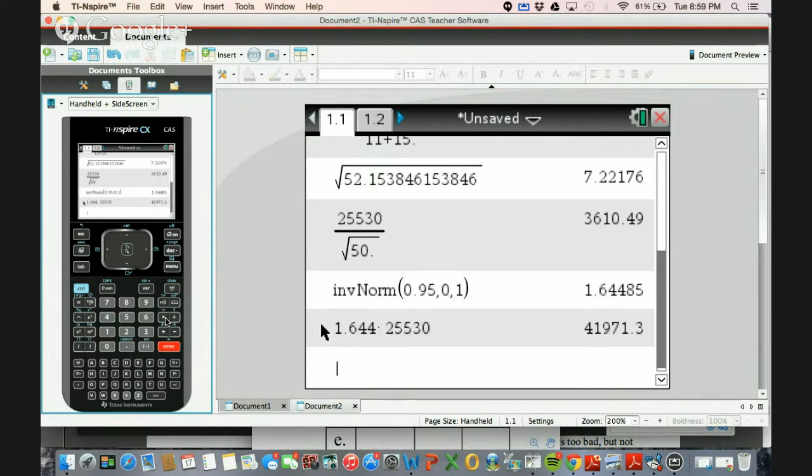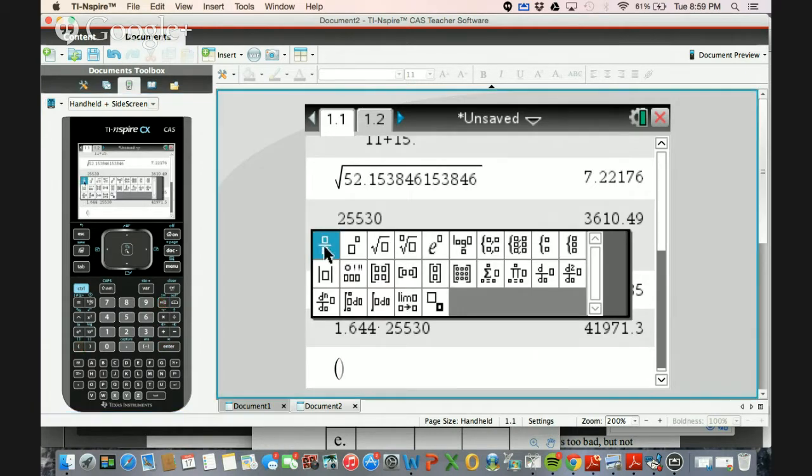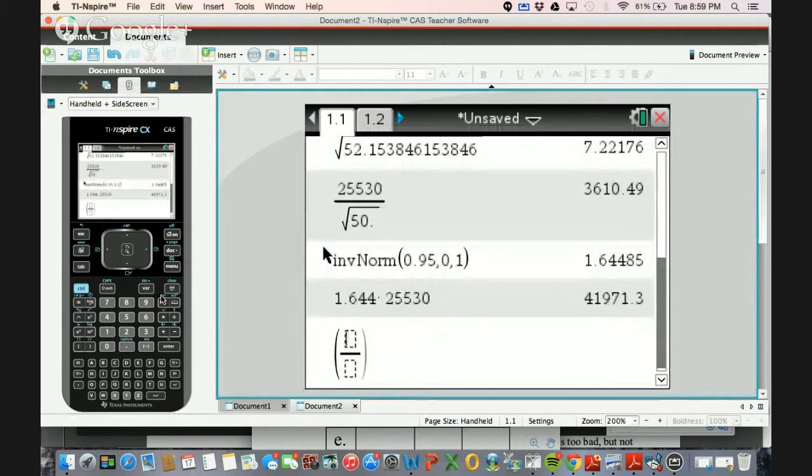which is 41,971.3. Ooh, that's a big number. And then that's going to be equal to 1 over the square root of n. So then I'm going to invert and square. So I'm going to have 41,971.3 over 2000, squared.